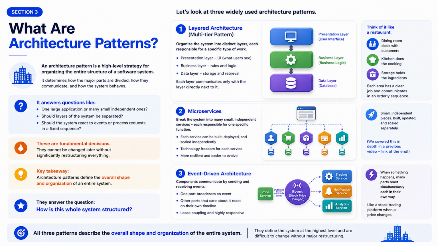Third, event-driven architecture. Here, parts of the system do not directly call each other all the time. They publish events, and other parts react to those events when they care about them. A stock trading platform is a good example. When a price changes, multiple systems react at once without waiting on a central chain of calls. The common thread is simple. Architecture patterns describe the shape of the whole system. They are the decisions that affect the whole team, the whole deployment process, and the whole growth path of the product. You are deciding the blueprint before the real building work starts.